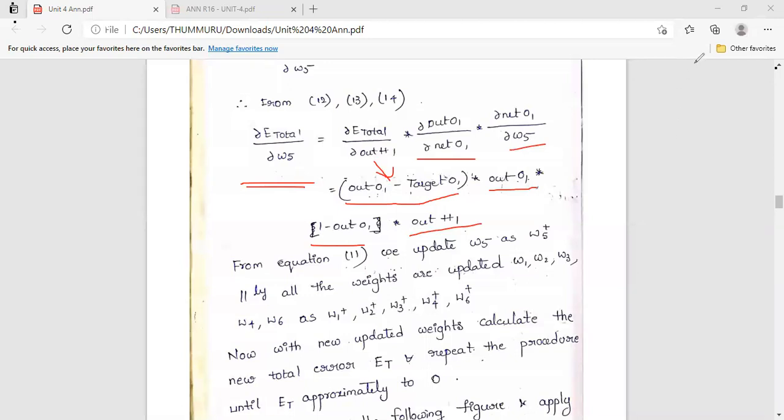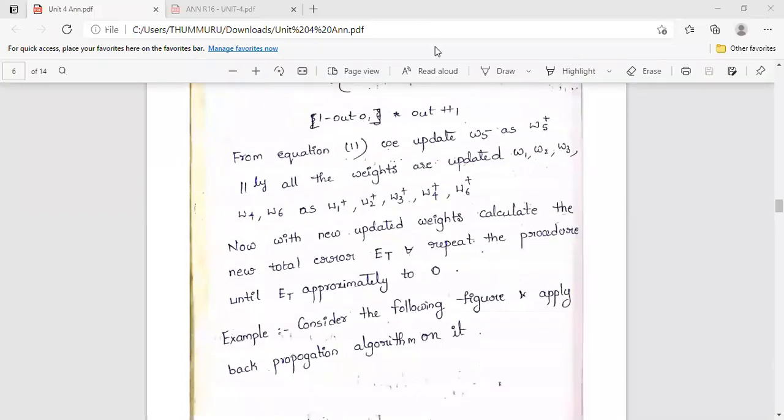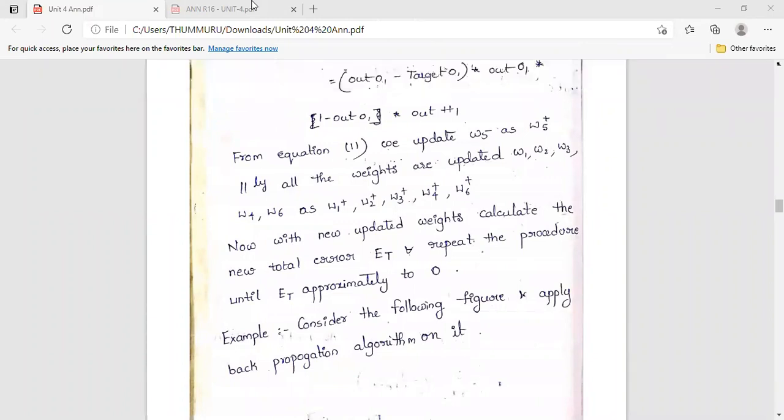This is the algorithm of back propagation. Finally, in the back propagation algorithm, we need to change the weights of a network, each and every weight of a network, to reduce the error. That is the concept of the back propagation algorithm here.